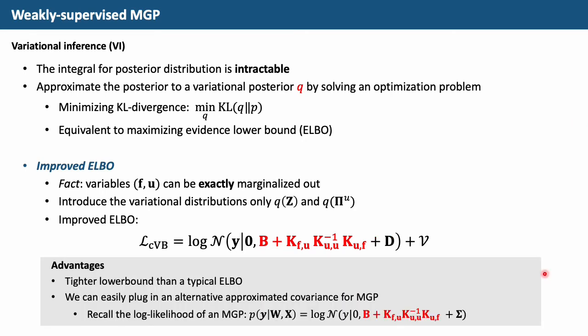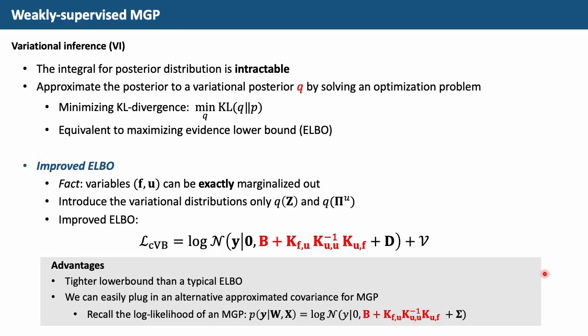This new ELBO has several advantageous features. First, this is a tighter lower bound than the classical ELBO based on the original mean field assumption, since we introduce a variational distribution only for z and pi u. Furthermore, you can easily plug in an alternative MGP other than the sparse MGP into this lower bound by simply substituting the covariance matrix colored in red. The improved ELBO also provides an insight on how the Dirichlet prior plays a role in labeling sensitivity.